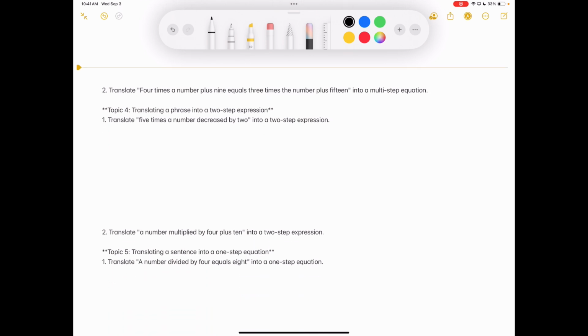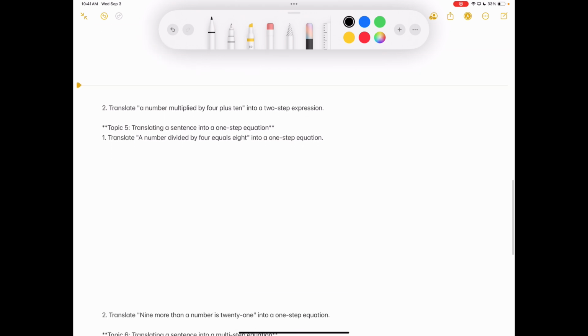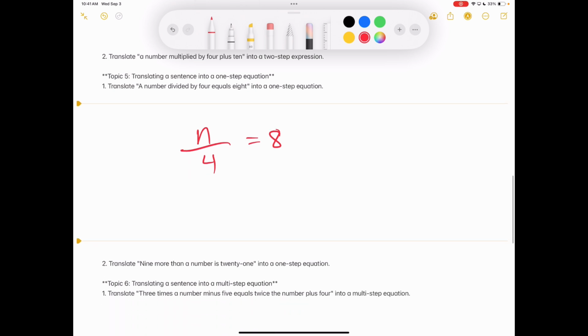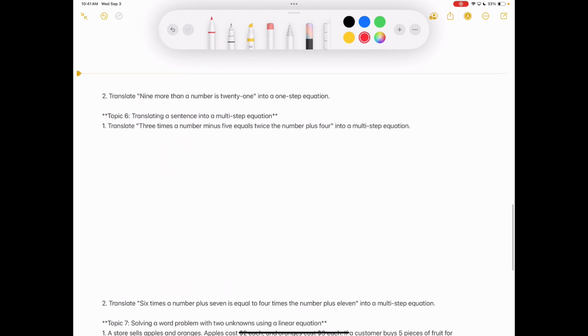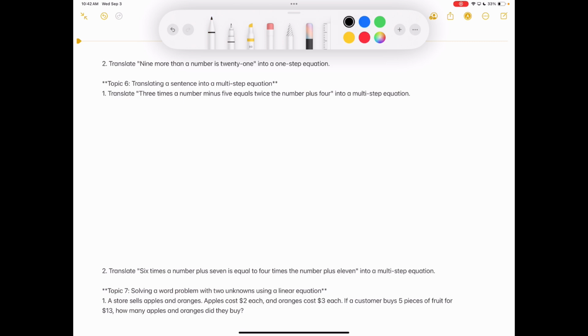All right, let's look at this one. 5 times a number decreased by 2. So this is just getting you used to what word problems are saying and the operations that go along with it. Not too bad so far. A number divided by 4 equals 8. Okay. A number divided by 4 equals 8. You can just do a fraction. The fraction bar means divided by. There's a lot of these. 3 times a number minus 5 equals twice the number, so it's the same number, plus 4.